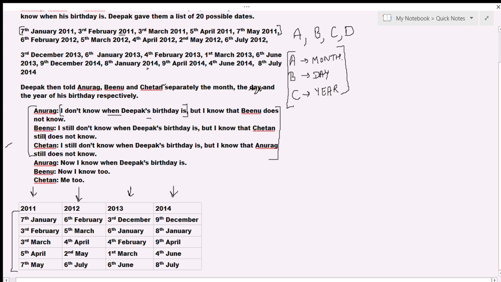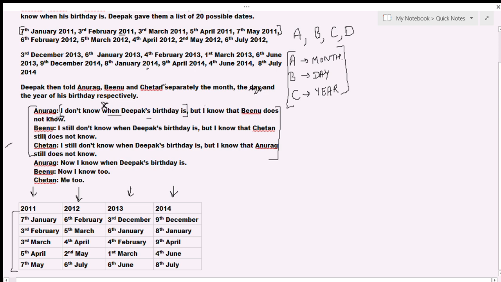Suppose Anurag has been told that the month is February. Still he won't be able to guess the birthday because February is also mentioned more than once. March, April, May, June, July, December: each of the months has been written more than once. So if any of the months has been told to Anurag, he will not be able to tell exactly the date. This is all we could interpret from the first part of the statement, so we have utilized this.